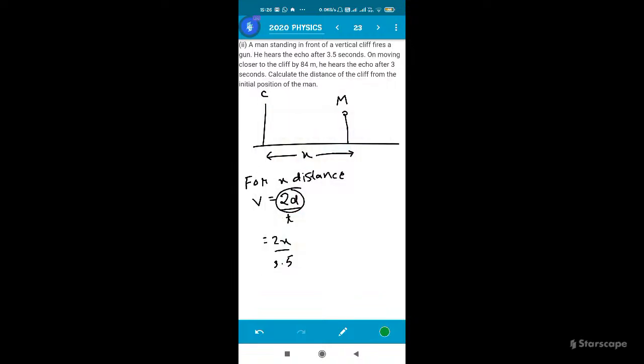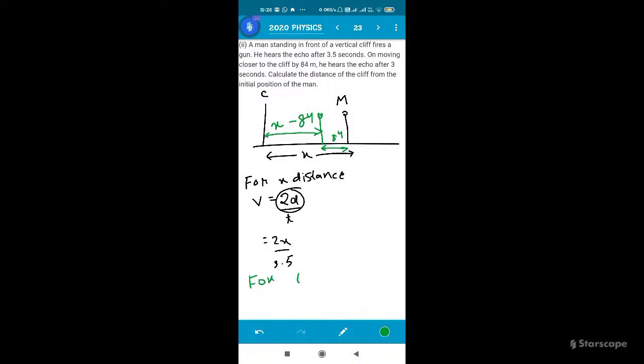Now he is moving closer to the cliff. So this much is 84. So what will be the value of his distance from the cliff? Initially it was x, now it is x minus 84. So this is the new distance, right? So now for this distance, let us see what will be the relation.